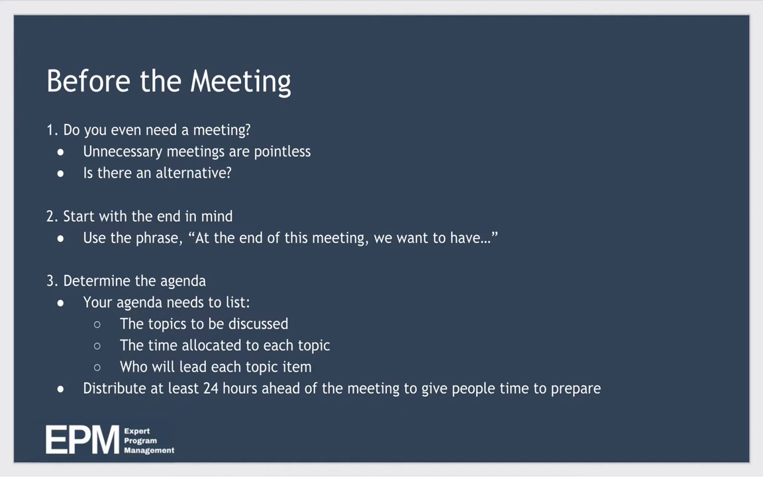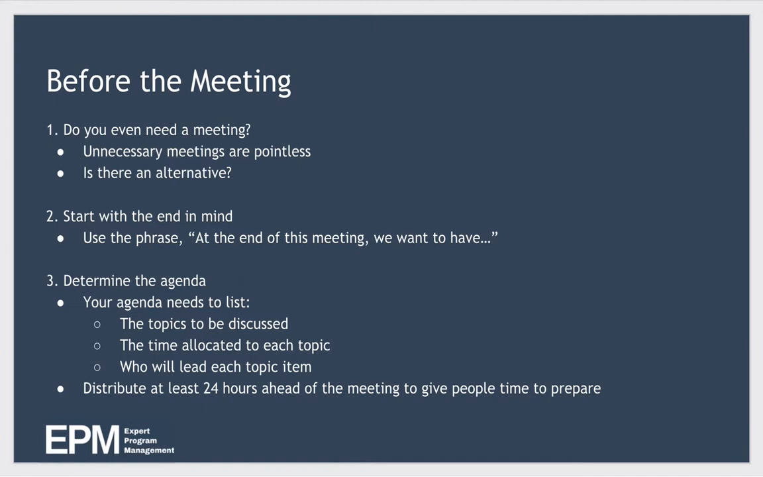Number 2, start with the end in mind. When you first think of calling a meeting, it's a good idea to start by thinking about the specific purpose of the meeting. Meetings can happen for all kinds of purposes. Maybe you need to reach a decision, maybe you want to generate ideas, maybe you need to create a plan, maybe you need something approved, or maybe you just want to create enthusiasm around a specific idea. Whatever it is, a good place to start is by using the phrase, at the end of this meeting, we want to have, and then saying exactly what outcome you want at the end of the meeting. That's going to help you work out the next steps.